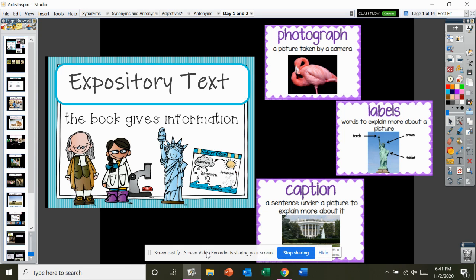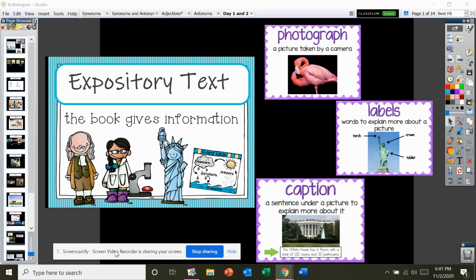This week, we're going to read stories that are nonfiction. A nonfiction story is also called an expository text. That means all the books you're going to read this week are going to give you information or facts about something. Most of them will be about animals.